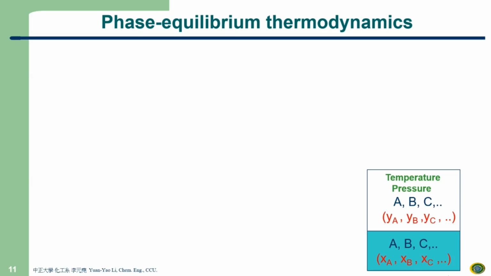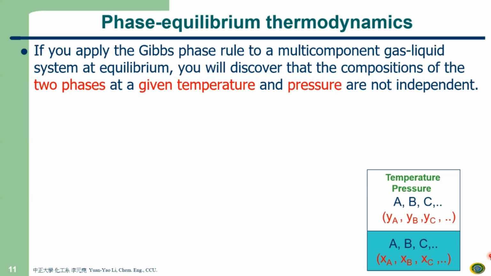And then if a system doesn't change with time, and the variables don't change with time, everything is fixed, and we want to know the value. We want to know why it is this. So if we apply the phase rule to a multiple component gas liquid system at equilibrium, you will discover that the composition of the two phases at a given temperature and pressure are not independent.